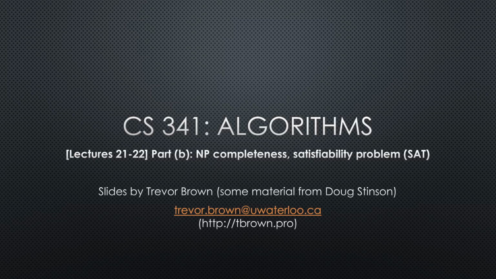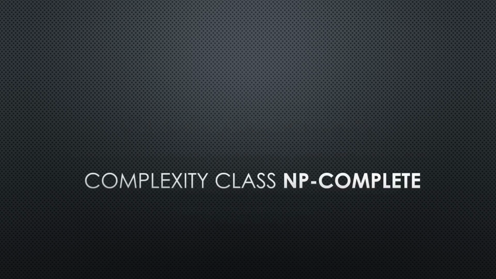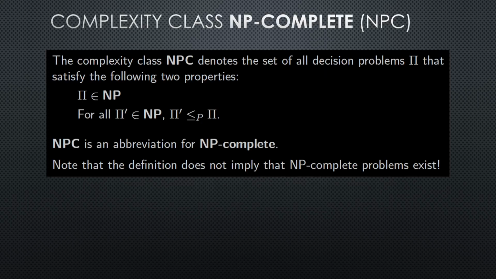Welcome back to another episode of CS341 Algorithms, where today we're going to talk about NP completeness and the first NP complete problem, the satisfiability problem, or SAT problem. So the first thing we're going to get into is the complexity class NP complete. We've seen the complexity classes P and NP. We're going to see NP complete now. So what is this complexity class? I'm going to abbreviate it to NPC throughout this lecture and the next one.